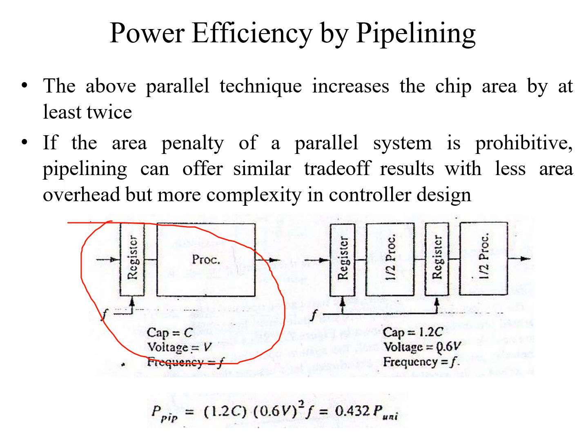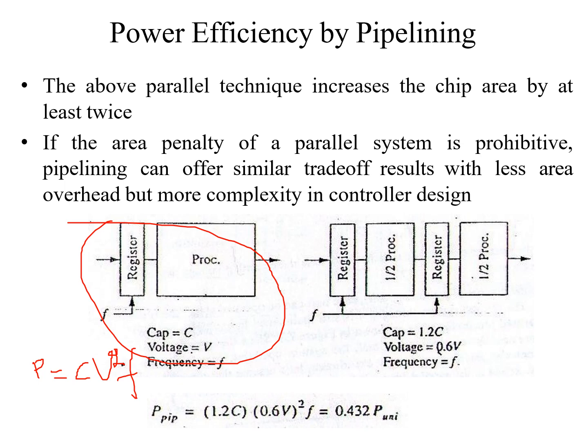This is the single architecture. The power is equal to C V squared F.